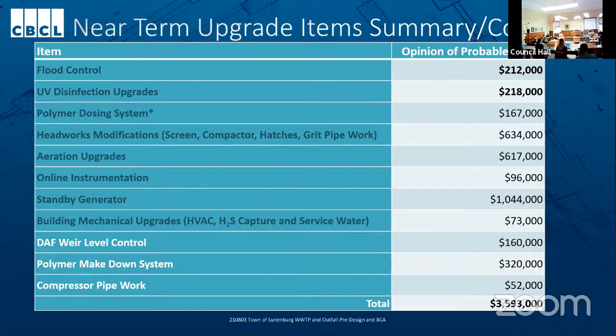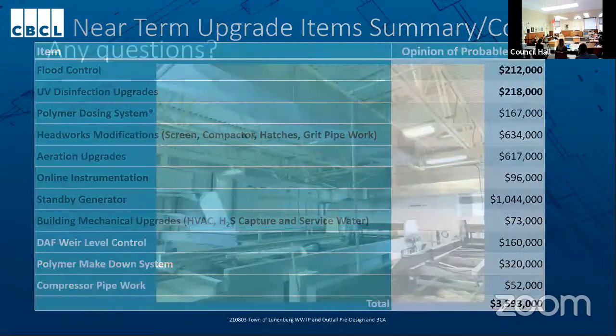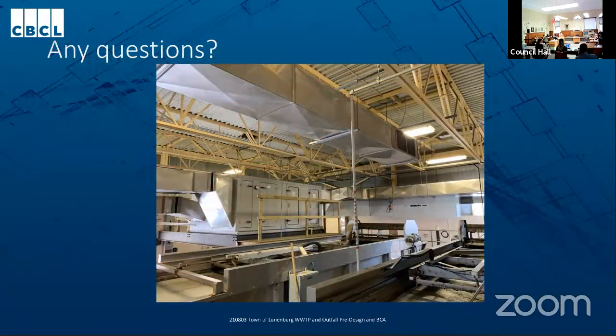And then following that, there are building mechanical upgrades and then the lower priority items that could be deferred until later if necessary. Okay, next slide, please. Okay, and at this point, I would welcome any questions on the near-term item upgrades. Okay, we'll open the floor to questions from councilors. Councilor Dudley.